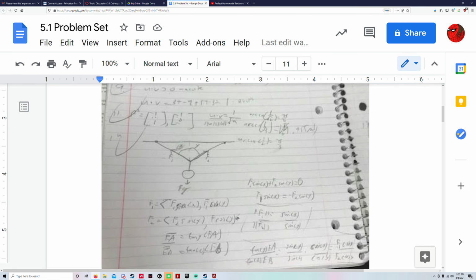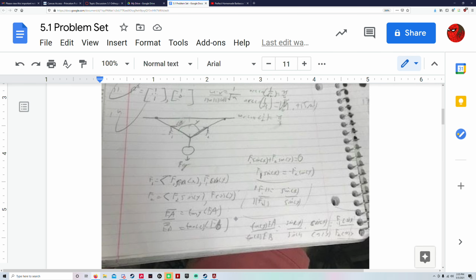Lesson 5.1, problem number 14. We have to find the ratio of the forces. What we're going to do is, obviously, we have the tension of the weight here, and we have these two ropes here, which have two tensions in them, F1 and F2. Then we have these two angles, X and Y.